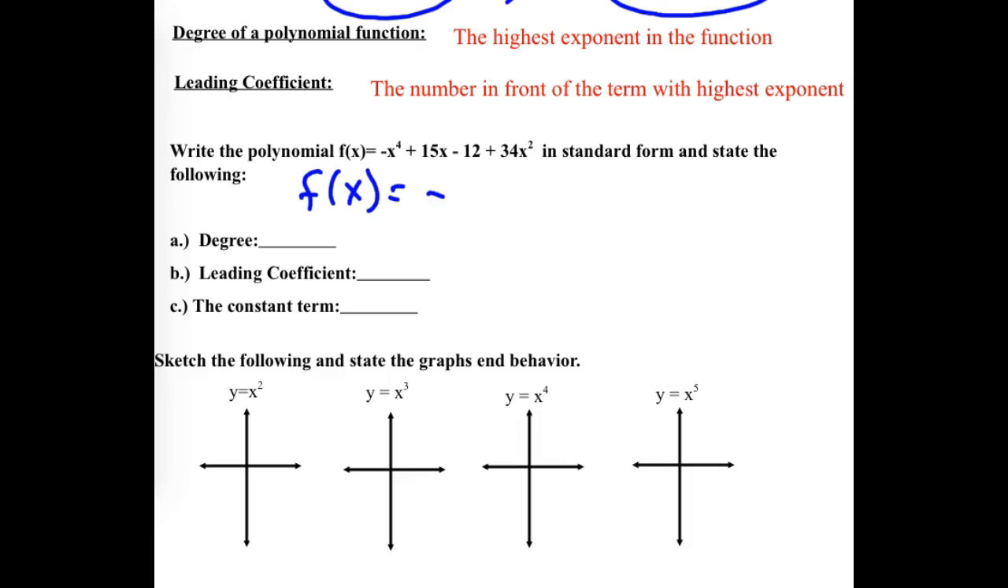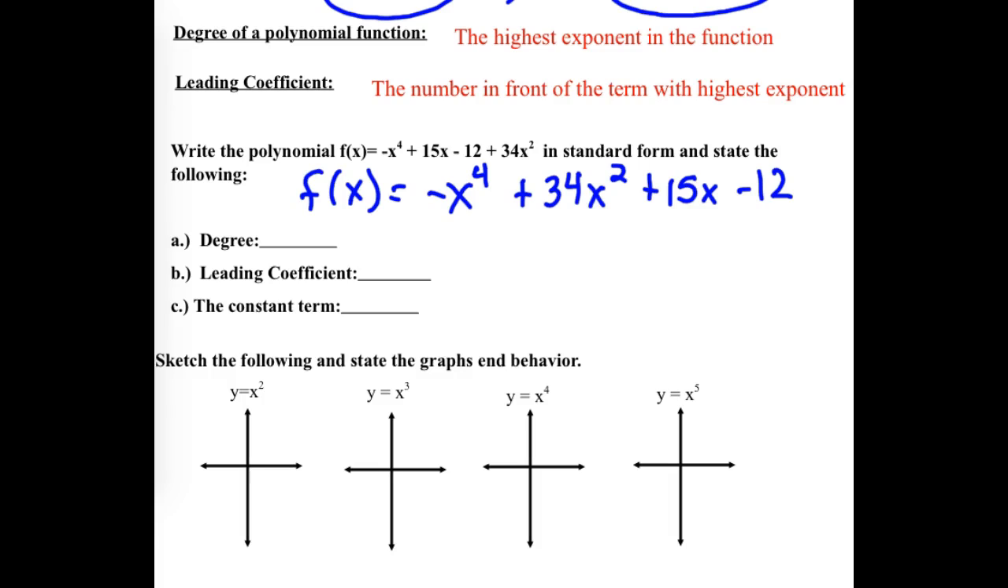The -x to the 4th is still my first term, but then notice we have some x squareds. Those would come next. So I have a positive 34x squared. Then I would put my x's down, so positive 15x, and then my constant, -12. Make sure that when you move things around, you take the sign with it. So that was a -12. We'd want to move that negative along with it.